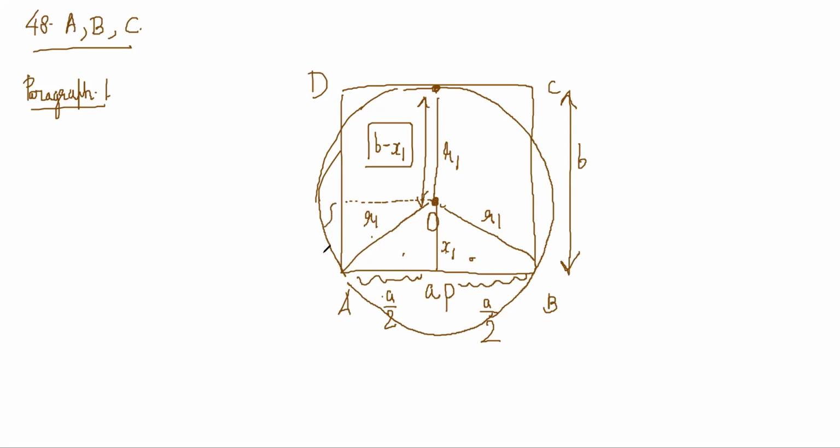Wait, so let me just think of what relations. First relation is r1 square is equal to a square by 4 plus x1 square. x1 square is equal to also b minus x1 whole square.